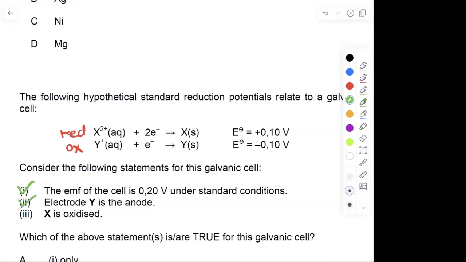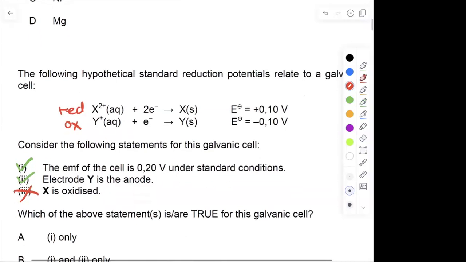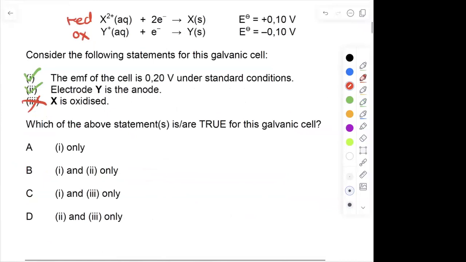Then it says X is going to be oxidized. That's not true because the X is going to be our cathode. At the cathode, reduction is what happens. So X is not going to be oxidized, right? So X2 plus is going to be reduced. So this statement then will not be correct. So only statement 1 and 2 are correct, and that will give us the final answer that we wanted there, of B being the correct answer.